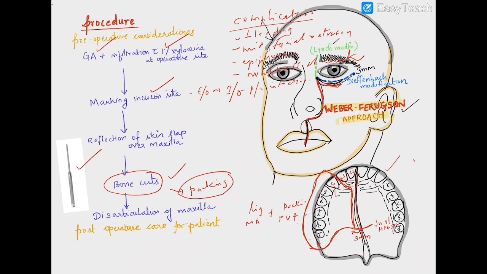If maxillectomy is a short note, then you have to write about the types of maxillectomy, indications and contraindications of maxillectomy, and the stepwise approach. You have to write about the various incisions, and then the post-operative complications. That's all about the maxillectomy procedure.